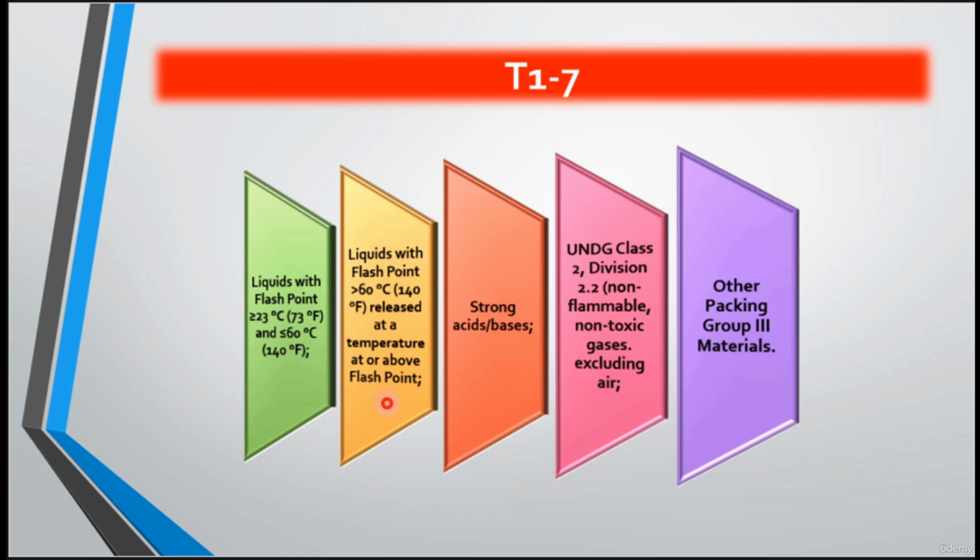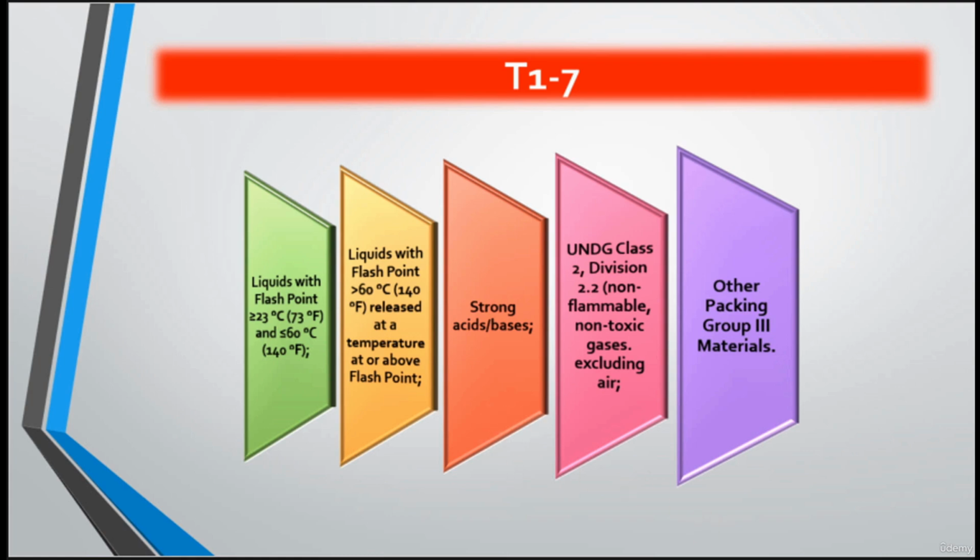Or it is for liquids with a flash point over 60 degrees centigrade released at a temperature at or above the flash point. Regarding this point, I would like to give an example. If you have a loss of primary containment for a liquid with a flash point over 60 degrees centigrade, but it was released at a temperature below the flash point, this cannot be taken as a tier 1 process safety event based upon quantity released, no matter what the volume is.